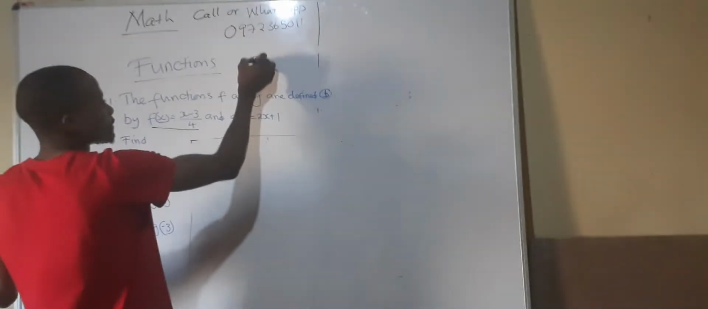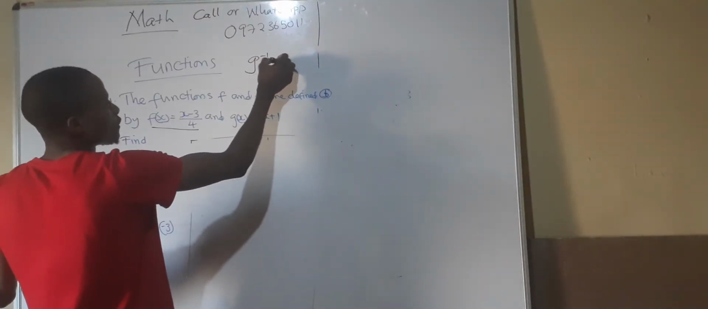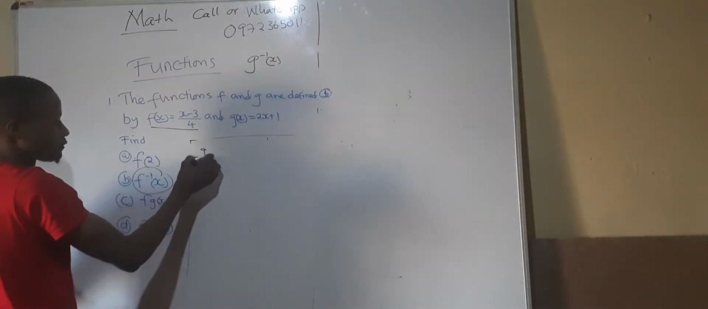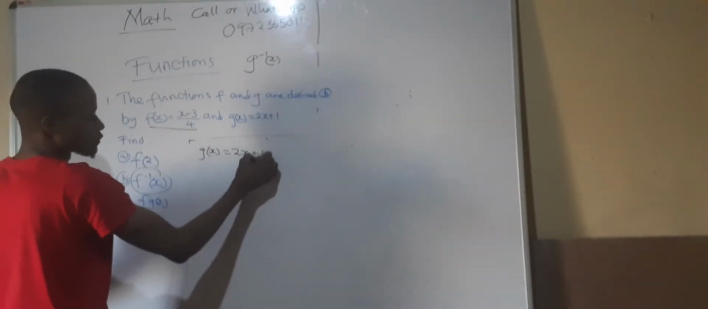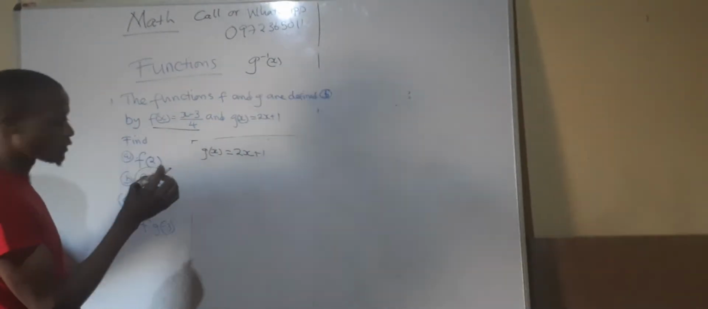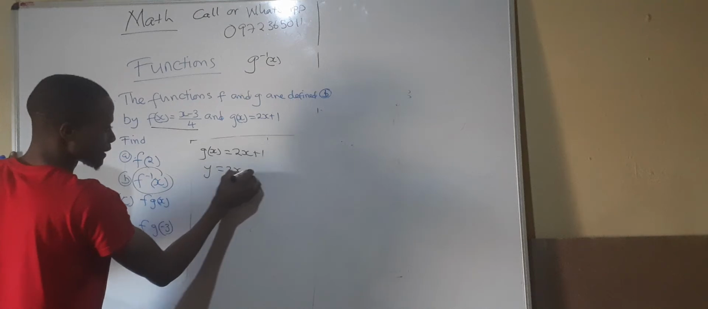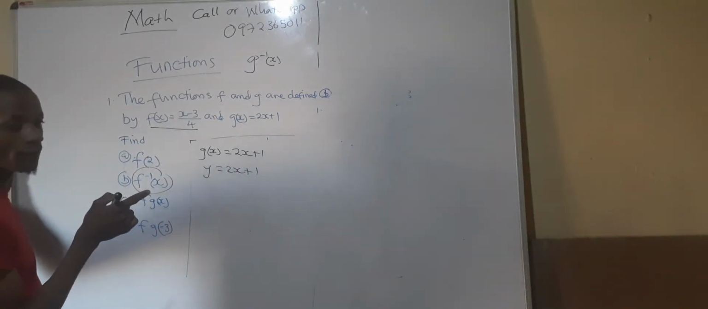Okay, so what we want to find in this case is the g inverse of x. So we write the g function. g of x is equal to 2x plus 1. Then, again, you replace the g of x with y. So y is equal to 2x plus 1. Make x the subject of the formula.